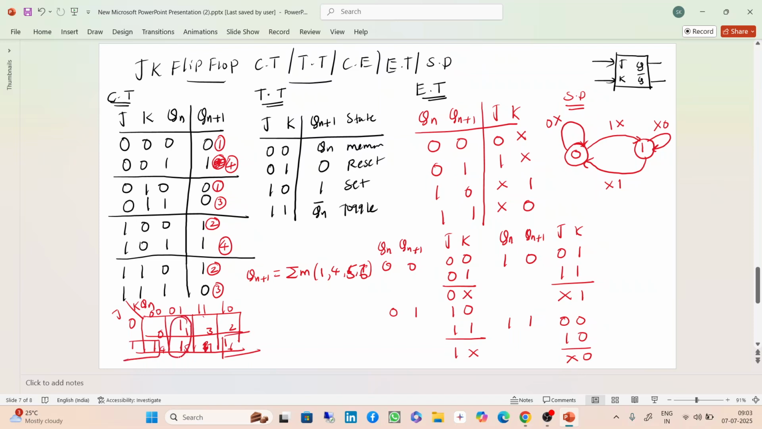So that means this is one pair. Corner grouping is allowed. A pair eliminates one variable. So here this is nothing but K bar Qn, and this is nothing but J Qn bar. So what is my Qn plus 1? Qn plus 1 equal to J Qn bar plus K bar Qn. This is the characteristic equation.